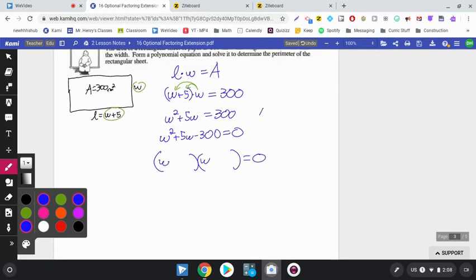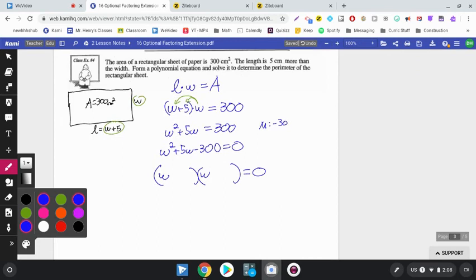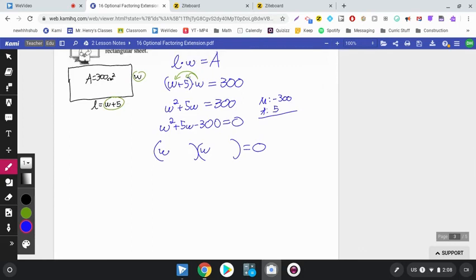Multiply to -300, add to 5. Oh my goodness, this is a big one. Those numbers are big. I believe 20 times -15 gives me -300, and adds to 5. Perfect. Okay, so (W plus 20)(W minus 15).